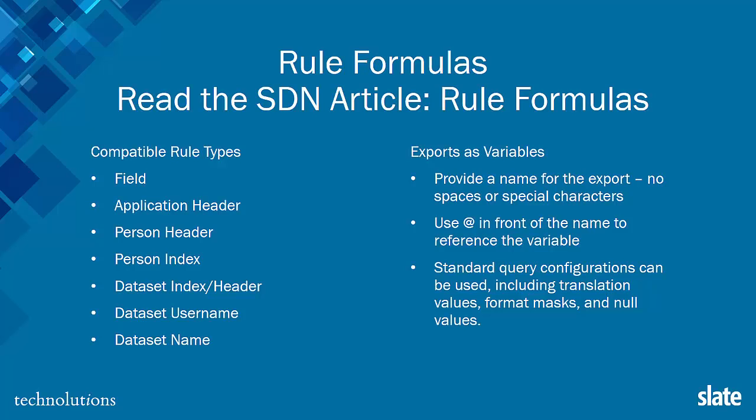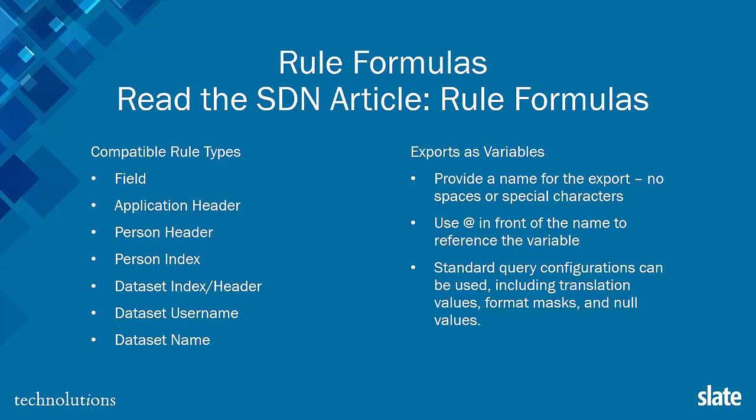A couple of things to keep in mind. What type of rules can use the formulas? It's going to be your standard field rules, your application header, person index, your dataset index and header, the username, and dataset name. The field rules, just as it is, you're setting a field value. For the application header, a lot of times we've done this in the past as custom SQL. With the formulas, it'll allow you to take more control into your hands as a user. So you'll be able to start doing your application headers and person headers on your own, with your own control over that.